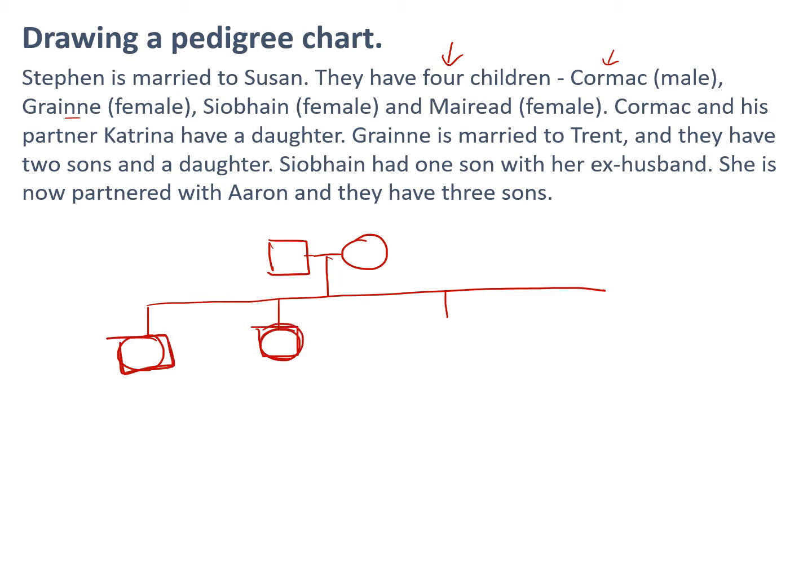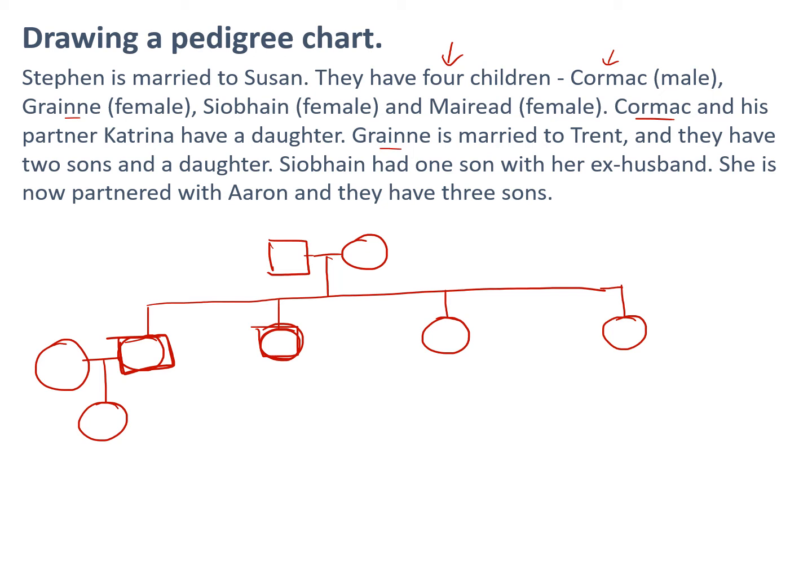They have another daughter, Siobhan, and then they have another daughter, Mairead. I wonder who that could be. So Cormac, starting at the first child in this generation, Cormac and his partner Katrina have a daughter. Okay, so we can draw that in there.